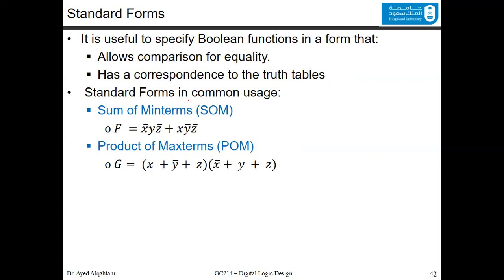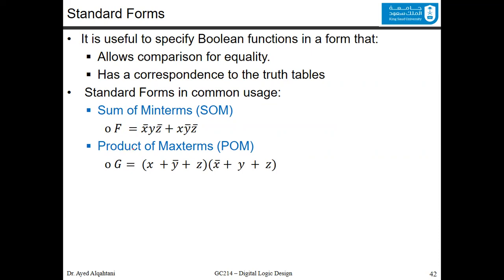The standard forms have two major types. The sum of min terms, SOM. For example, if you say f is equal to x bar y z bar or x y bar z bar. And here, f has three inputs, and the function contains two terms. Each one of these two terms has the three letters, whether in their original form or the inversion form.